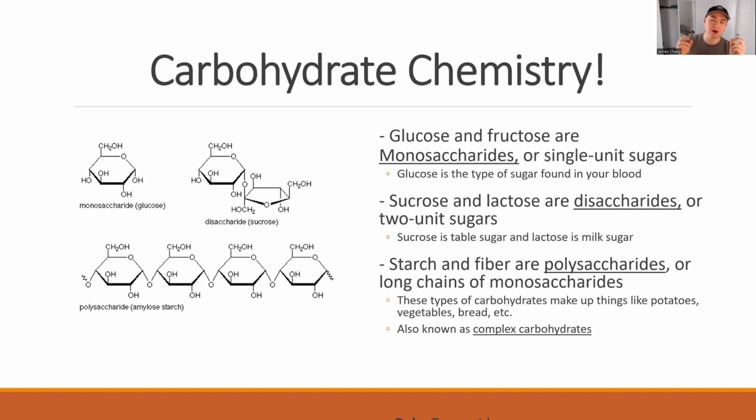And if you take a single unit sugar like glucose and chain it together in a long chain that branches out and gets very complicated, these are polysaccharides, so many sugar units. These are long chains of monosaccharides connected together by chemical bonds, and these are known as complex carbohydrates. These make up things like potatoes, vegetables, bread, etc. So this is just a little bit of basic background on the difference between simple sugars and complex sugars.